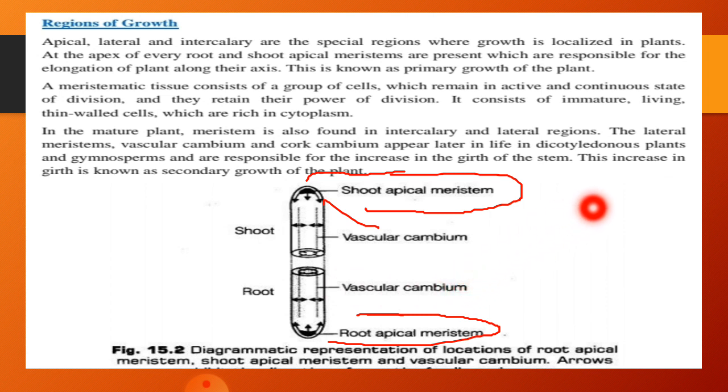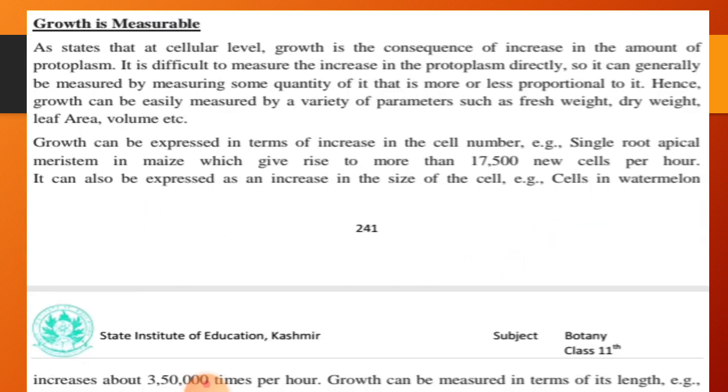Dear students, another point is that growth is measurable. At the cellular level, growth is the consequence of an increase in the amount of protoplasm. Dear students, as you know, as the protoplasm inside a cell keeps increasing, growth at the cellular level keeps increasing. It is difficult to measure the increase in protoplasm directly, so it is generally measured by measuring some quantity that is more or less proportional to it.